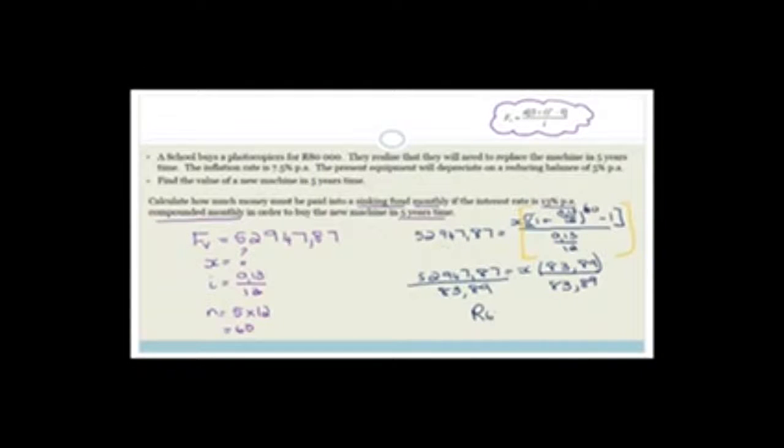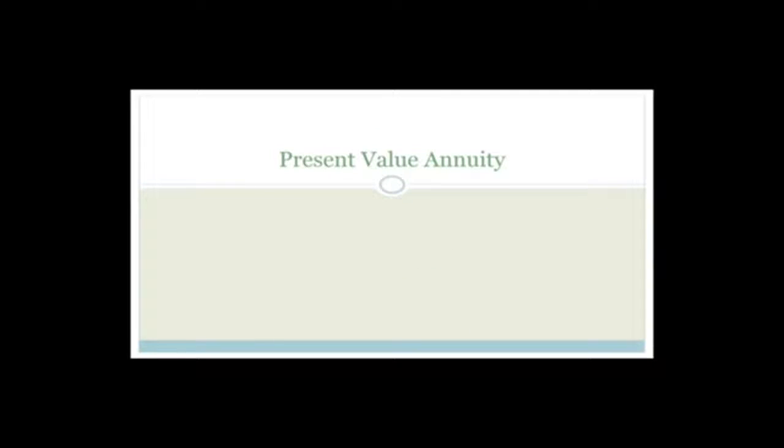So that's not too bad. 631 Rand and 16 cents is how much you need to put away each month so that you can afford this really expensive machine in 5 years' time if you trade in. Okay, so that's not bad at all. That's doable. Okay, especially if you're a big school. Right, let's look at what a present value annuity is. Now, remember what I said a present value annuity was?